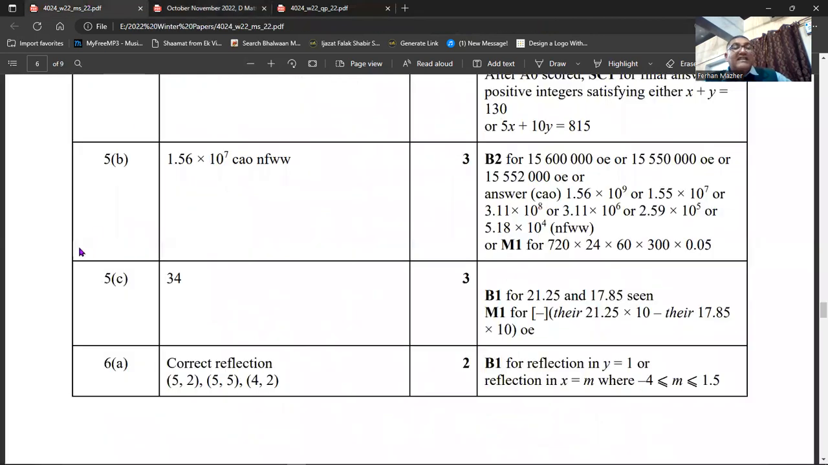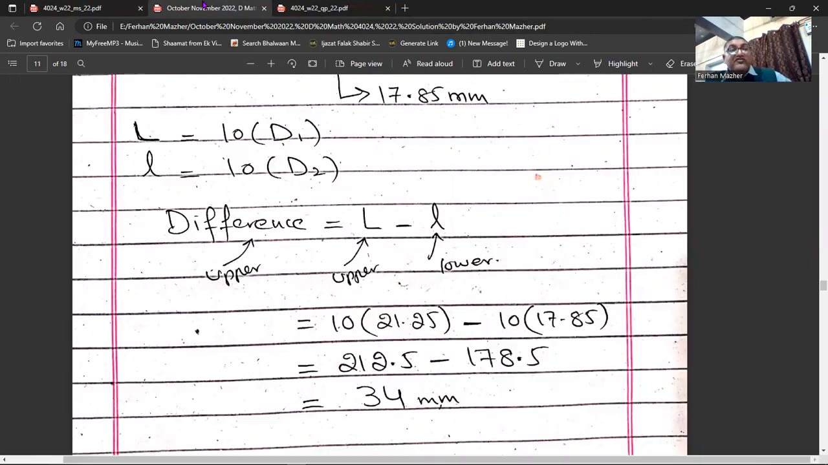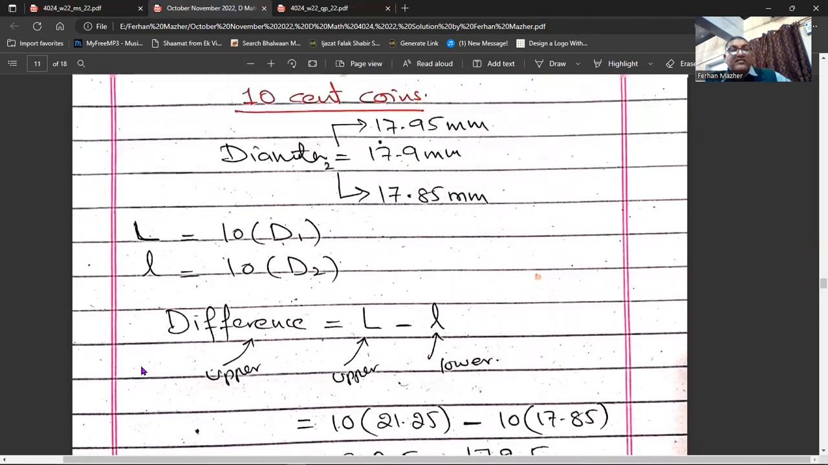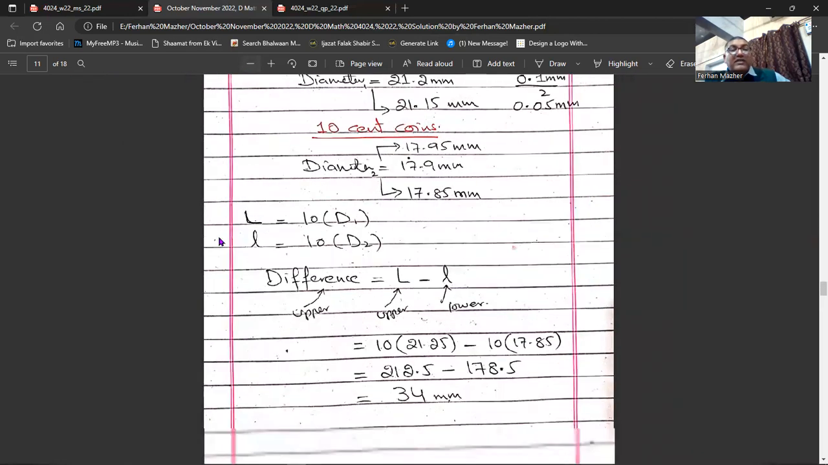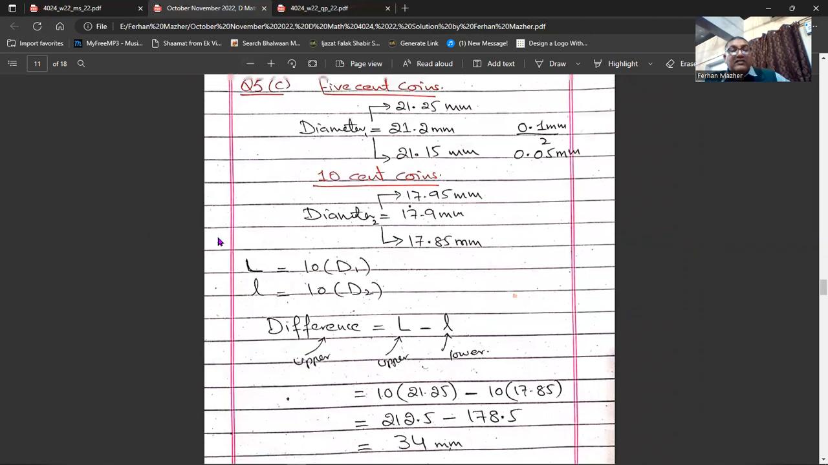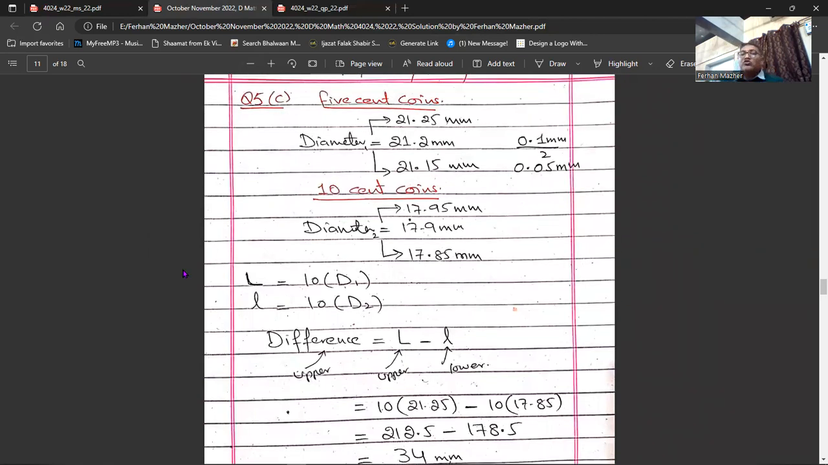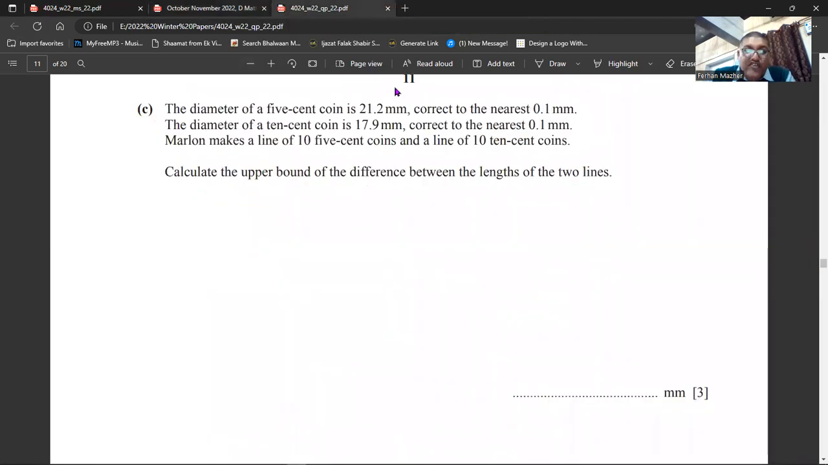This question is a little tricky. 34 millimeter is the right answer. So let me show you the whole solution. Okay, so now the whole solution is showing up on your screen. This part is a little tricky.